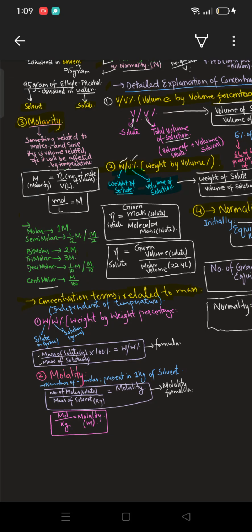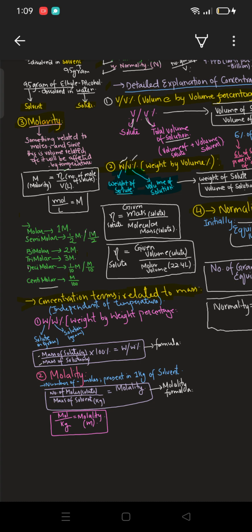Okay, so as in the last video, we have discussed molality, right? Which was a concentration term, of course, related to the mass, which means it would not be affected by the temperature. Since it is independent of temperature, we don't have volume in it, since volume is affected by the temperature. If we increase the temperature, the volume is increased. If we decrease the temperature, the volume is decreased.